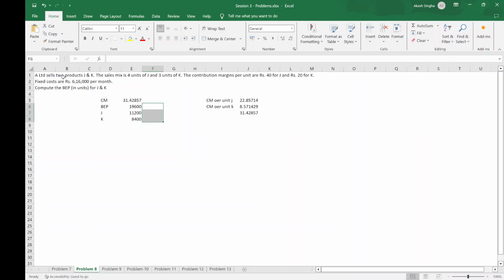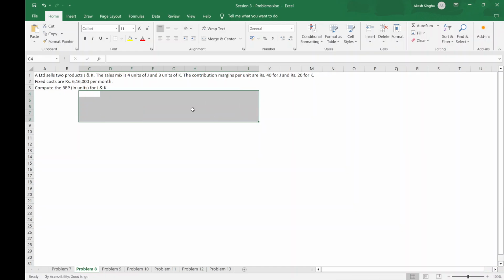Problem 8. A Limited sells products J and K. The sales mix is 4 units of J and 3 units of K. Contribution margin per unit is 40 rupees per J and 20 rupees per K. So the sales mix is 4 is to 3. So we can sell it in batches of 7.